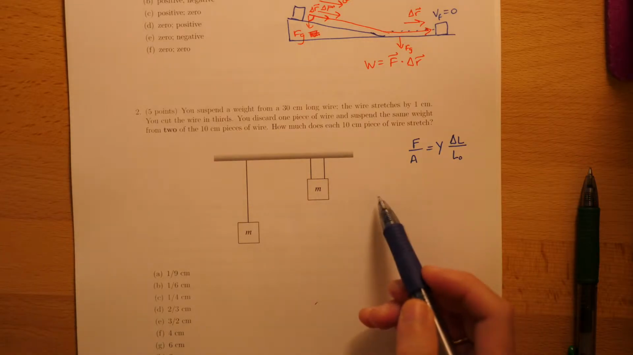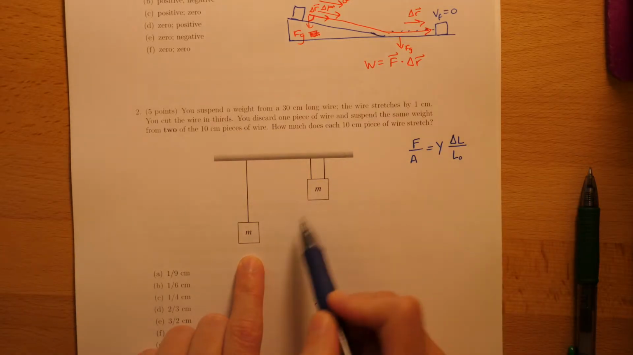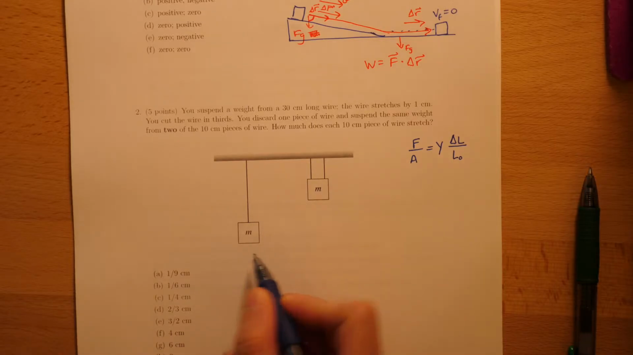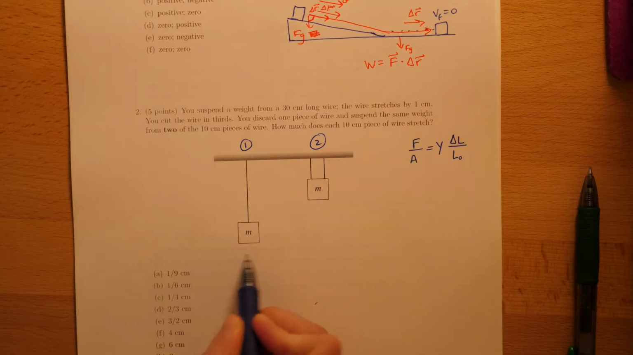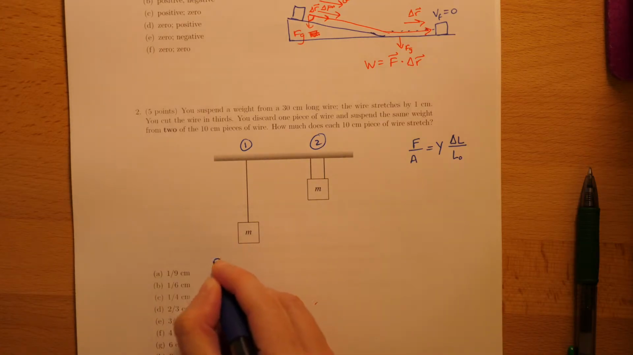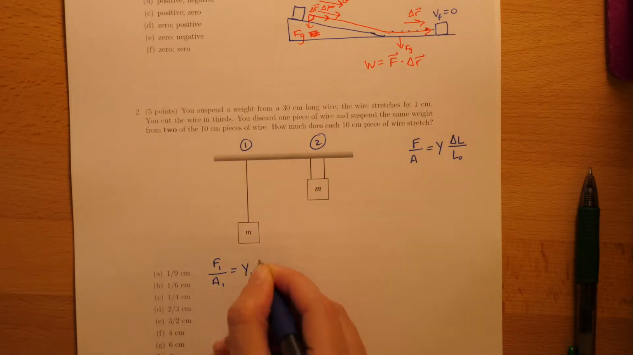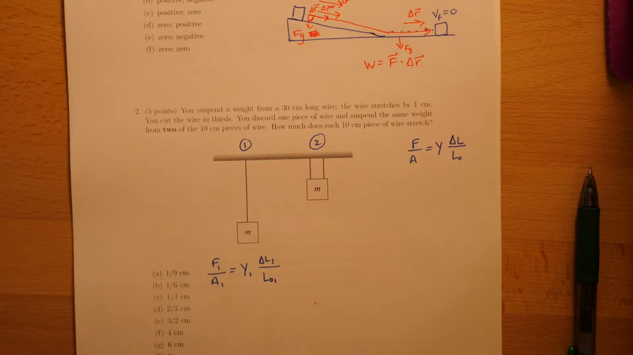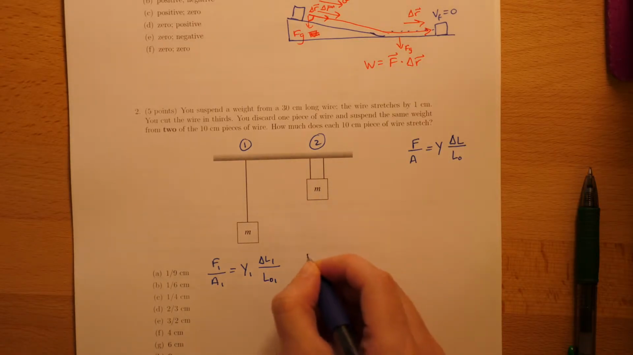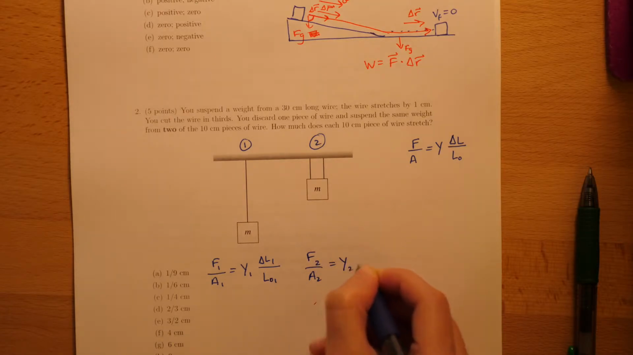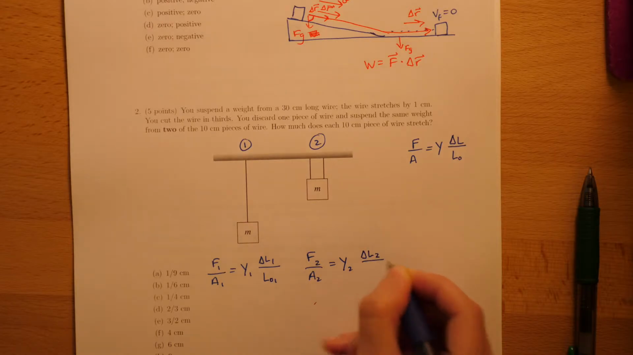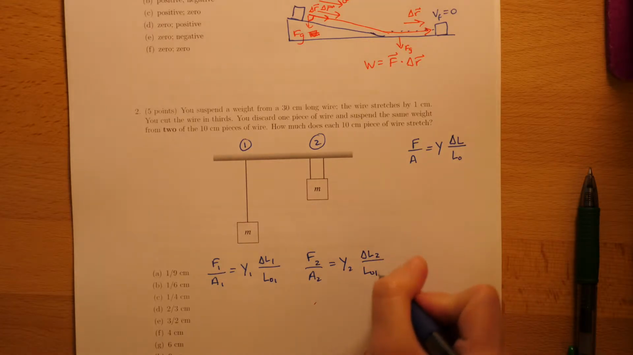Okay, so whenever I'm doing these kinds of problems, I write down the equation for each case. So over here for this case, let's say this is case 1 and this is case 2. So for case 1, F1 over A1 equals Y1 delta L1 over L naught 1. And for case 2, we have F2 over A2 equals Y2 delta L2 over L naught 2.